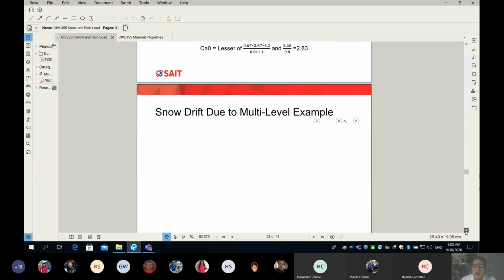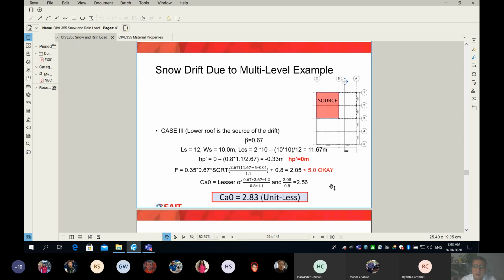We then do case number 3, where the source is a different portion of the lower roof, as indicated on my plan to the right. Then you ask, what is my beta, and what are the length and width of the source of the accumulation? And here we go, we're able to find a third value for Ca0. The thing is, guys, somewhere the code says, do all three cases if possible. I will show you that in some cases you'll need to do only one, and in some cases you don't need to do two. I will go through this after I'm done.